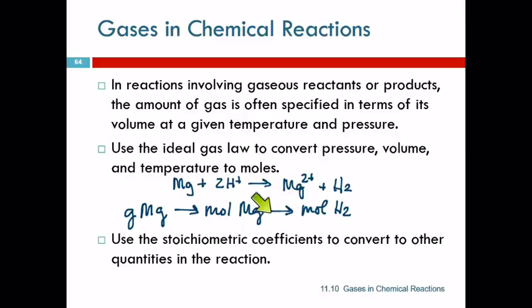We could also measure the hydrogen gas and calculate the number of moles and work backward, and we could possibly figure out how much magnesium we started with. That was not one of the problems we did in the experiment, but you could do that. That's using the stoichiometric coefficients to convert to other quantities.